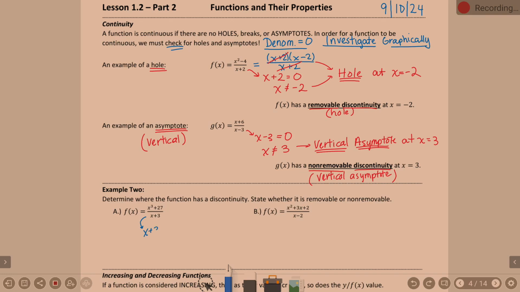If we set x plus 3 equal to 0, then when you solve that, x equals negative 3, which technically is where the denominator equals 0. So what do we know? x cannot equal negative 3. There is some type of discontinuity there. Now, the question is, is it removable, a hole, or is it non-removable, an asymptote?